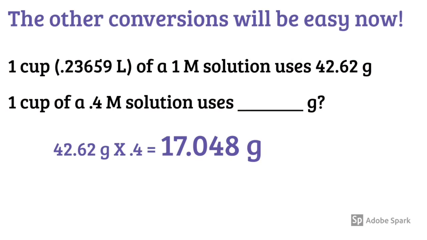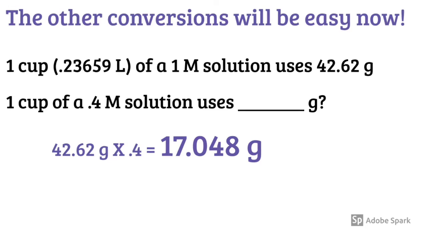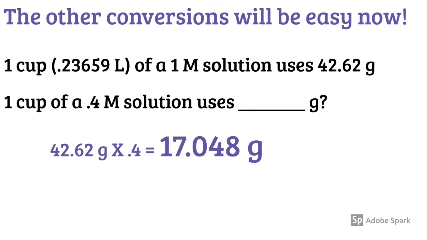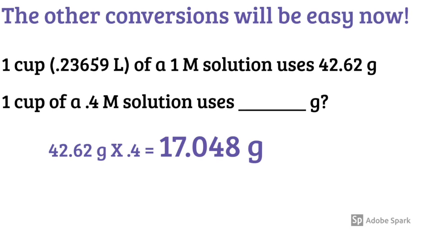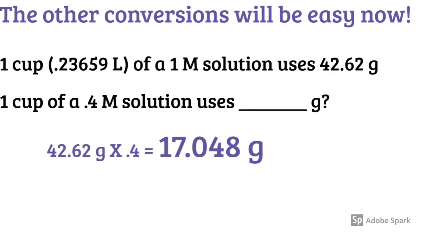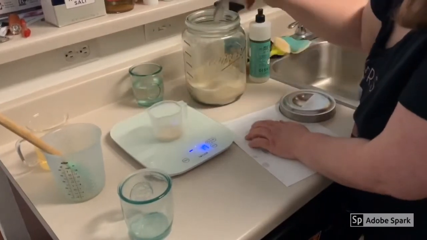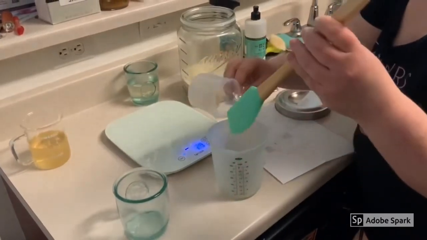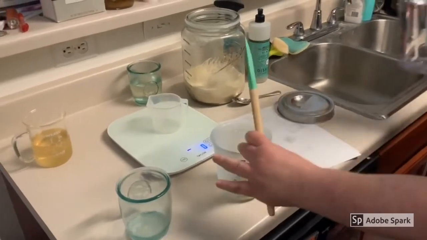My next solution is going to be a 0.4 molar solution. So I'm going to take the original amount, my 1 molar needed 42.62 grams, times 0.4. Say that I need 17.048 grams for 1 cup of a 0.4 molar solution. Okay, I'm going to get as close as I can, so 17 grams into the measuring cup. I'm going to add my 1 cup of water and stir, stir, stir.